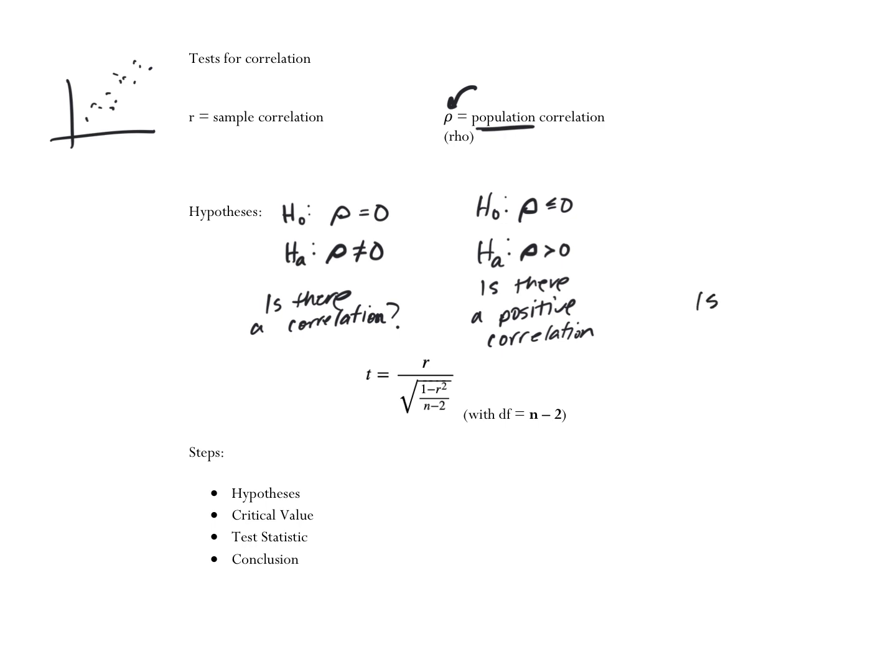And likewise, if I say, is there a negative relationship? Then my hypotheses would be my alternative would be that rho is less than 0. And my null then would be greater than or equal to 0. We feeling okay so far?